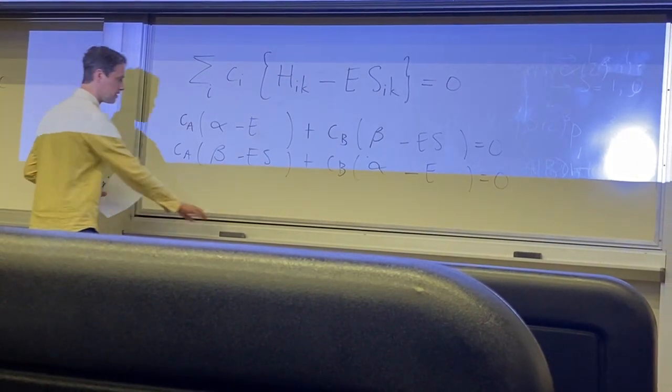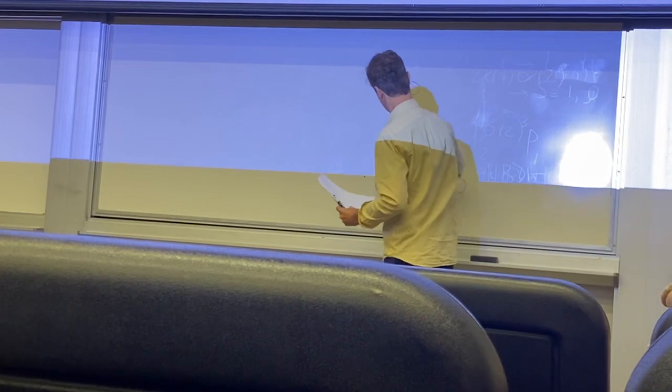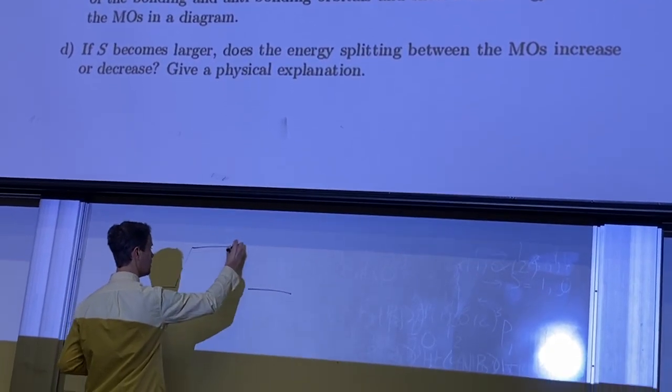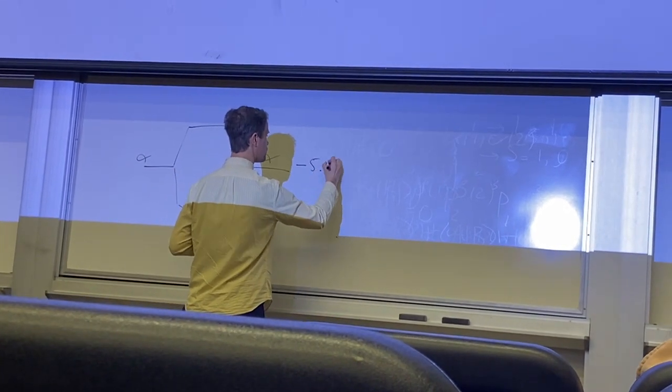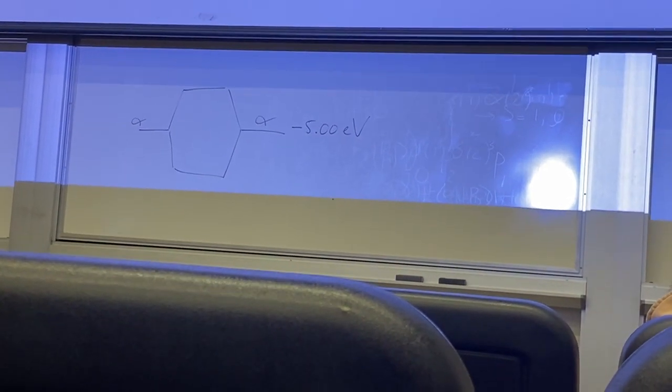Okay, question C. Now I have some values for alpha and beta and for S, and I have to determine the energies into an orbital level diagram. So let's do that. The orbital level diagram looks like this, where this is alpha, which has the value negative 5.00 electron volts. Doesn't matter what unit it is in, because it's just a unit. Electron volt is an energy unit, just like joules.